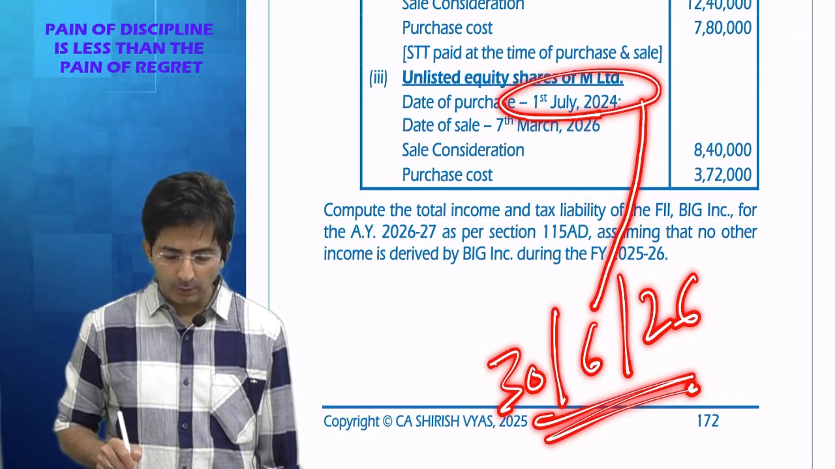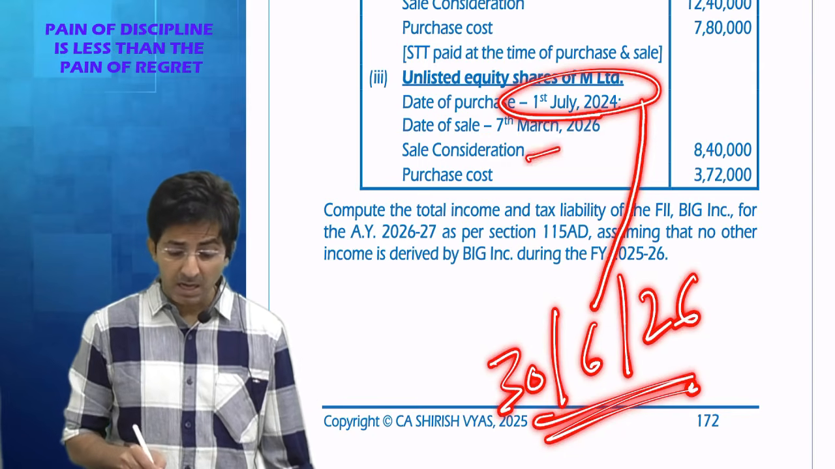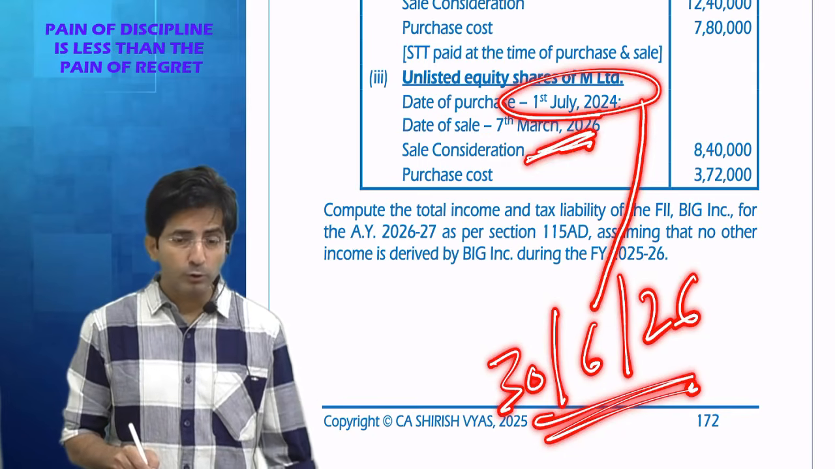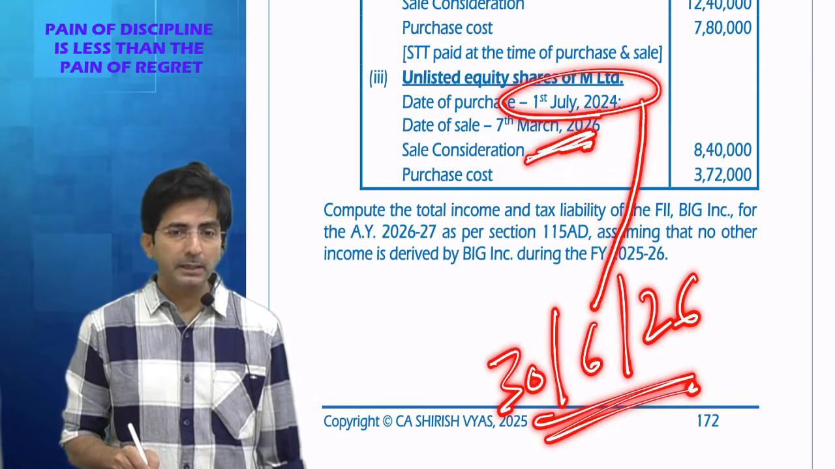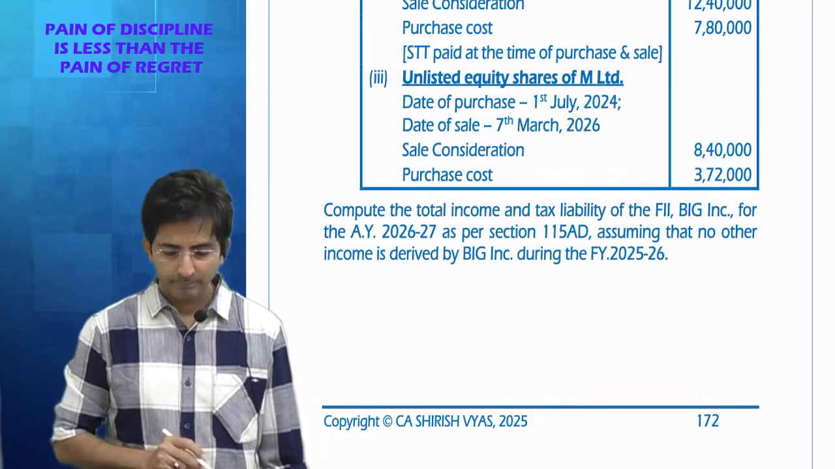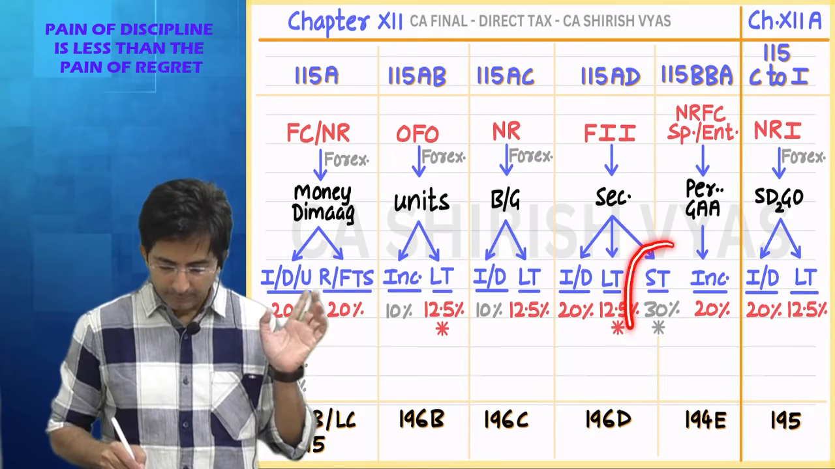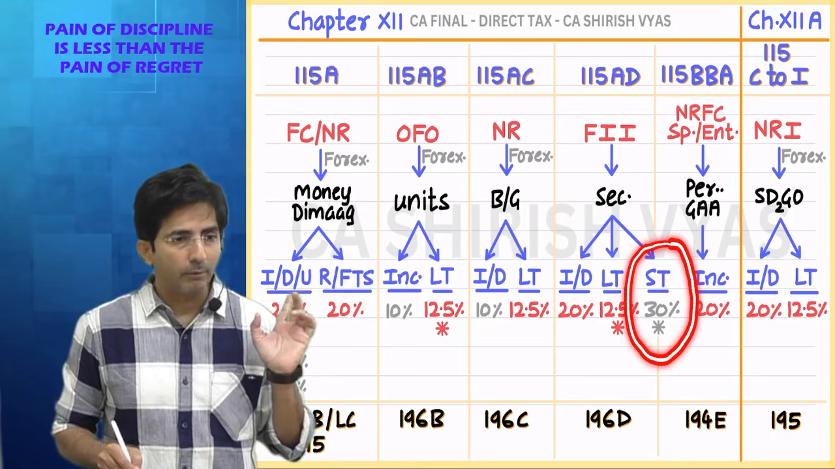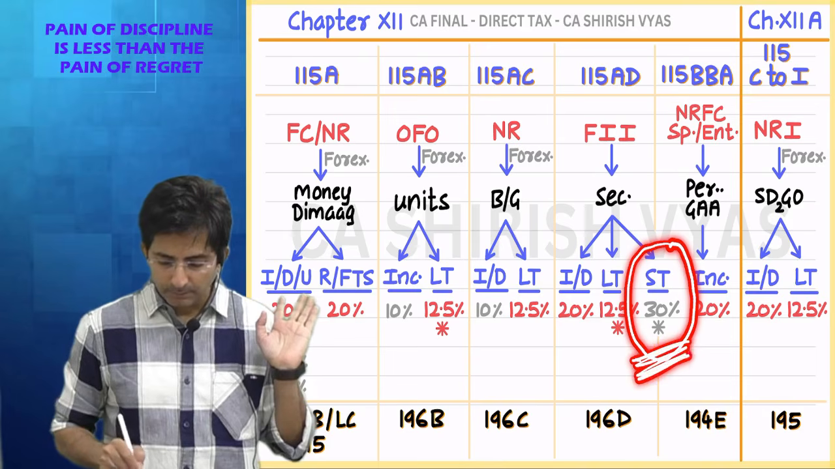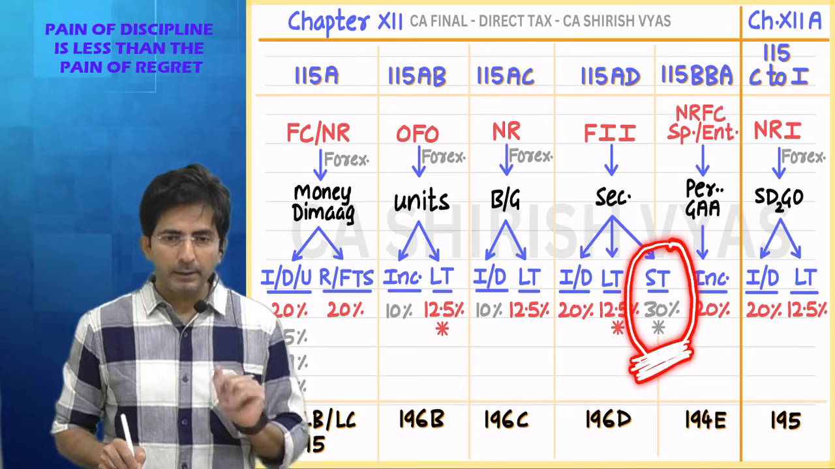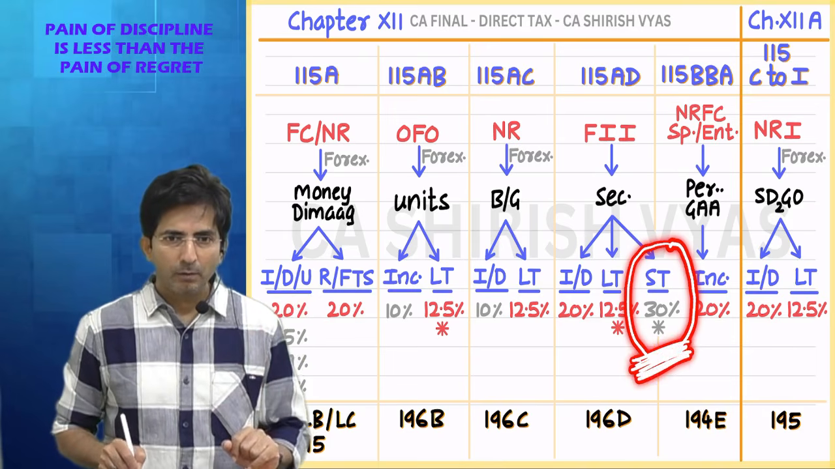And when have we sold the shares? In March 26, which is before June 26. So the sale is happening before 2 years. Short term. And short term means I will be inclined to use this rule now. But now the question is, will I apply 30% or STT paid 20%?